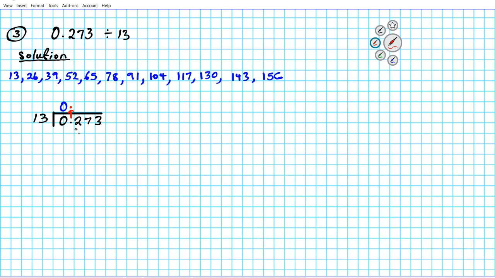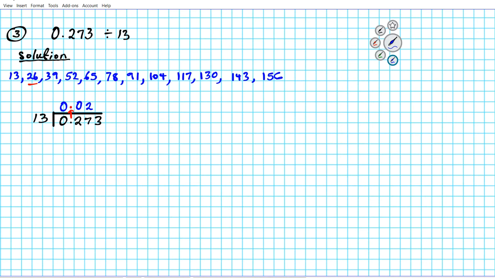How many times does 13 go into 2? 0, it doesn't go. 2 is smaller than 13, so we're going to put another 0 and consider the first three numbers. So how many times does 13 go into 27? 0, 2, 7. Ignore the 0. How many times does 13 go into 27? 27 is not on our list of multiples of 13, so we're going to look for the biggest multiple of 13 that's smaller than 27, and that is 26. That was so close, right? 13 times 2 is 26, so 26 divided by 13 is going to be 2.